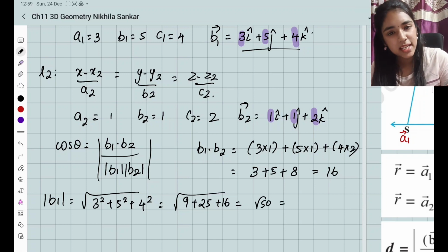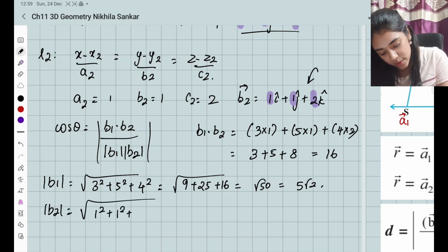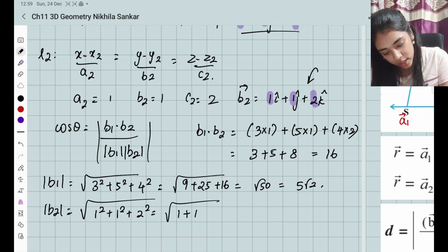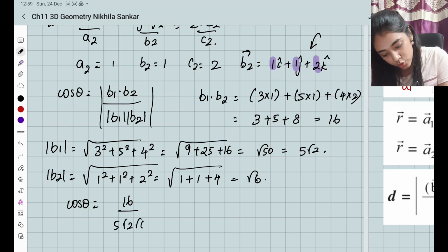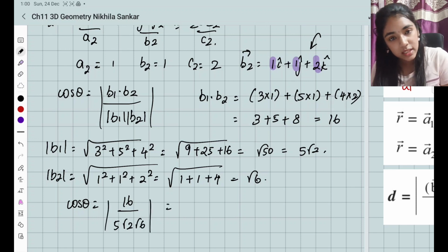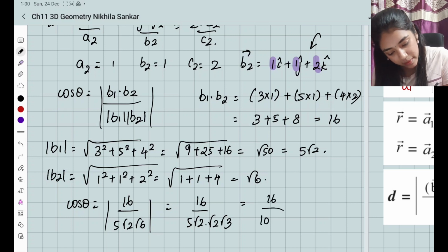So, root 50 can be written as root of 2 into 25, which I can further simplify and write as 5 root 2. Now, magnitude of b2 is going to be this particular line. So, it is going to be square root of 1 square plus 1 square plus 2 square, which is square root of 1 plus 1 plus 4, which is 6. So, square root of 6. Okay. Now, my cos theta is going to be b1 dot b2, which is 16 divided by 5 times root 2 times root 6 inside the absolute value. So, this is going to be 16 divided by denominator ல root 6 இருக்கு. So, 5 root 2, root 6 can be written as root 2 into root 3. So, this I can further write as 16 divided by 10 root 3.